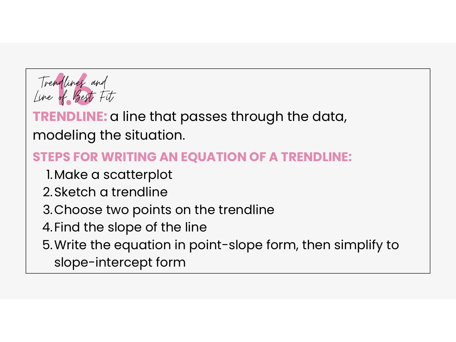So how we are going to go about writing an equation of a trend line: we're going to take the scatter plots that we worked on last section. We're going to graph that scatter plot and sketch a trend line. So we're just going to sketch a line that goes through or is in the middle of most of our data that would model that data well. Choose 2 points on that trend line. Then we're going to use those 2 points to find the slope of the line, and then write that equation in point-slope form to simplify to slope-intercept form. So let's look at some examples.